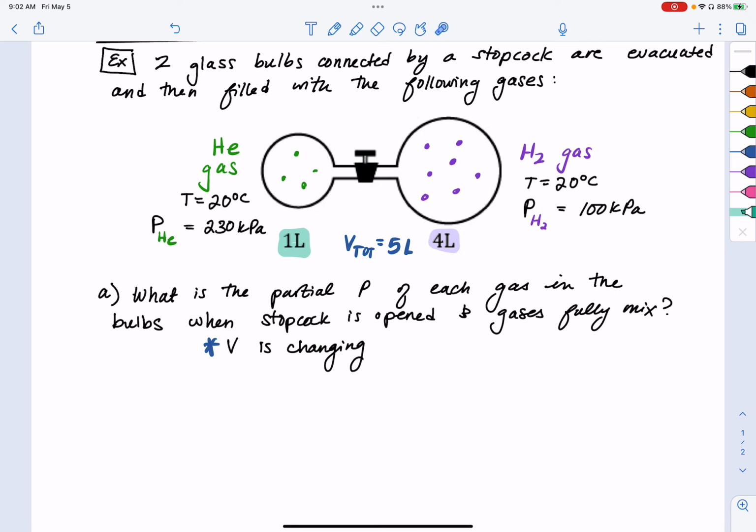All right. Let's look at our temperatures. So we started at 20 degrees. We have 20 degrees also for our hydrogen. We were not told that these gases react and thus evolve any heat or have any enthalpy of reaction. So we are going to assume that the temperature is constant at 20 degrees C.